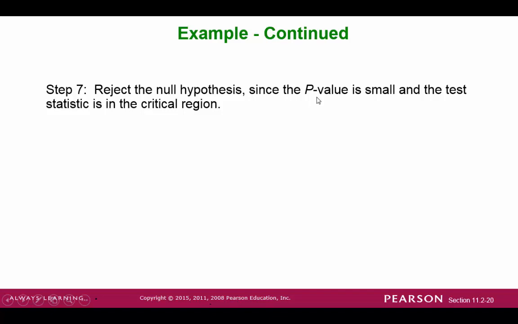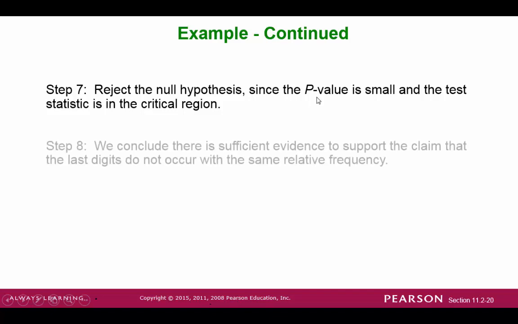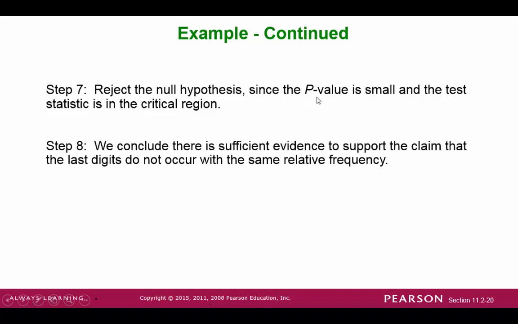And so when we reject the null hypothesis, we come to our conclusion. We conclude that there's sufficient evidence to support the claim. Remember, the claim was that the digits do not occur with the same frequency. Since our claim turned out to be the alternative hypothesis and we rejected the null hypothesis, we can say that we actually support the claim.